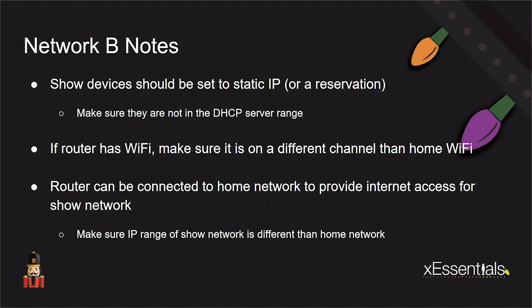One cool thing we can do with this is our router for our show can be connected either wirelessly, if some support it, or hardwired to our home network to get internet access for those devices on the show. If we do that, though, we need to make sure the range of IPs we're using on our show router is different than what our home network is. So if our home network are 192.168.1 IPs, we want to make sure our show router is giving out 192.168.2 or 3 IPs. We don't want those ranges to be the same.